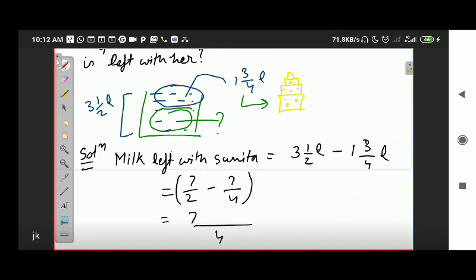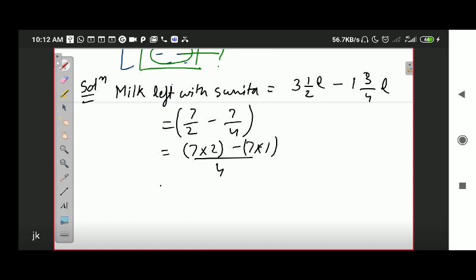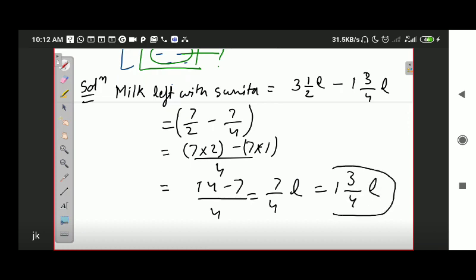The numerator of the first number is to be multiplied by 2 and the numerator of the second number by 1. In this manner, you will finally have (14 - 7)/4, which is 7/4 liters, or you can say 1 3/4 liters. So this much milk is remaining. After consuming 1 3/4 liters of milk, exactly half of the milk has been consumed for making sweets, and the remaining half of the milk is remaining.